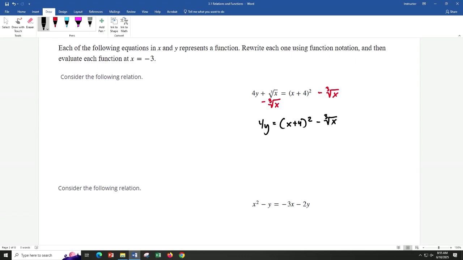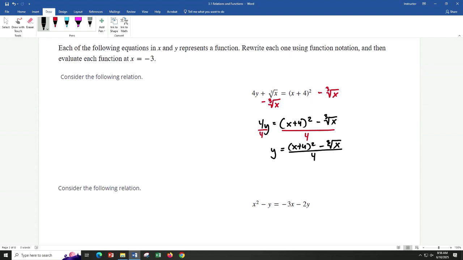What do I have to do next? Just divide off that 4. What I do to one side, I do to the other side. And notice we're left with y is equal to (x plus 4) squared minus the cube root of x, all divided by 4. But the problem is that is not a function.